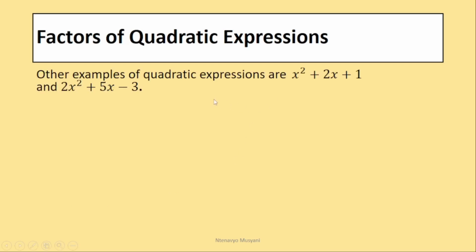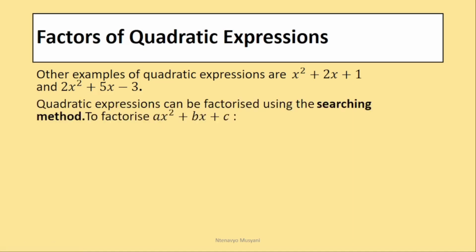Further examples of quadratic expressions are x squared plus 2x plus 1, as well as 2x squared plus 5x minus 3. Let me look at the second expression, which is 2x squared plus 5x minus 3. In this expression, our a is 2, our b is positive 5, and our c is negative 3.